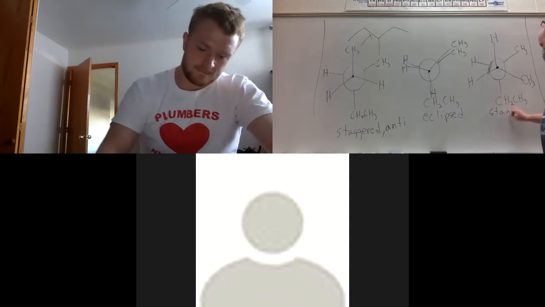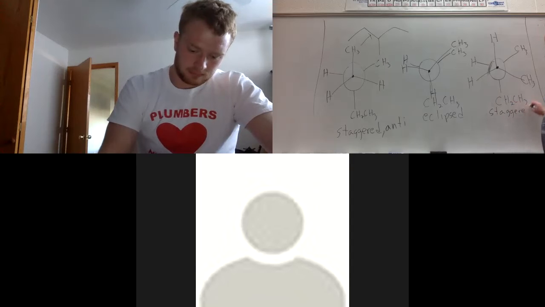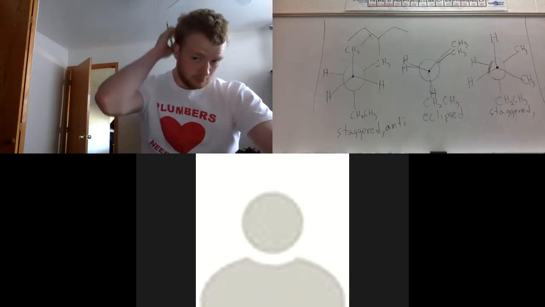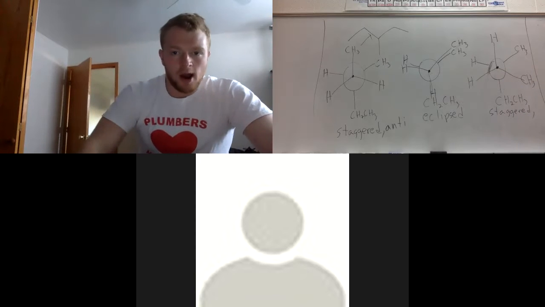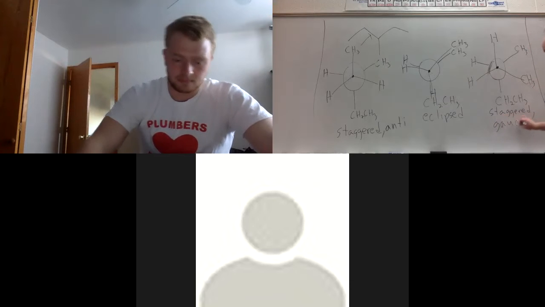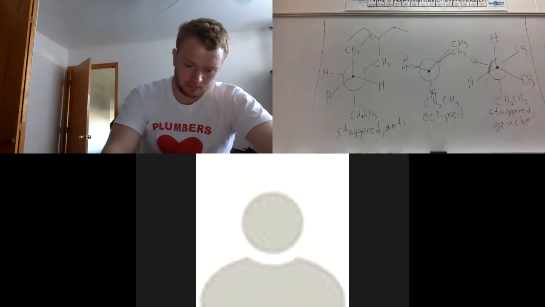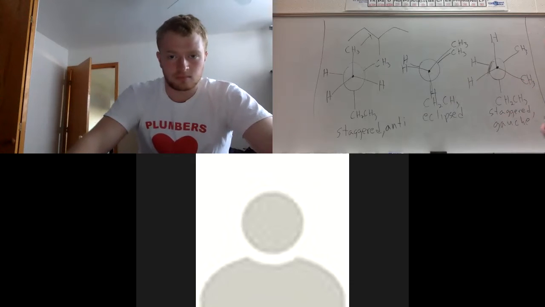However, it's a little bit different from the first one, because the two biggest groups on the carbons are not completely opposite anymore, right? They're actually sort of next to each other. We said that this has a term called gauche. Okay. Staggered anti is more stable than staggered gauche.